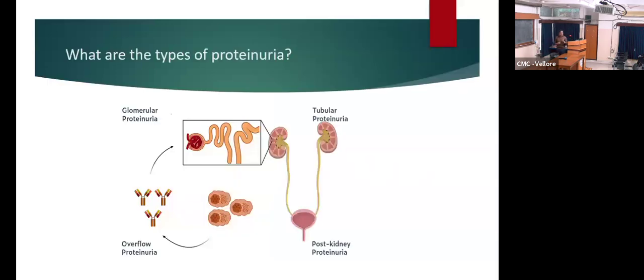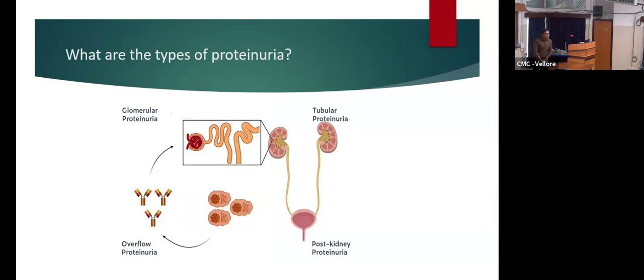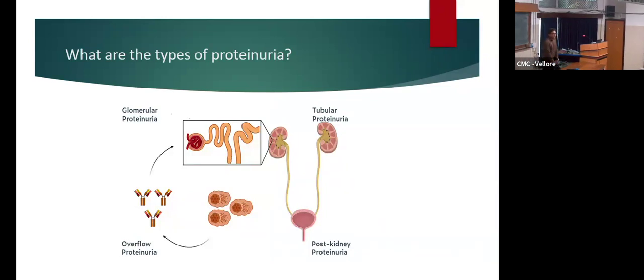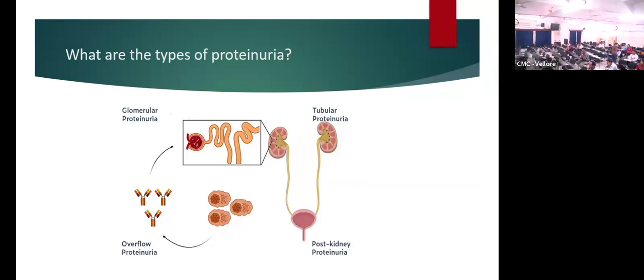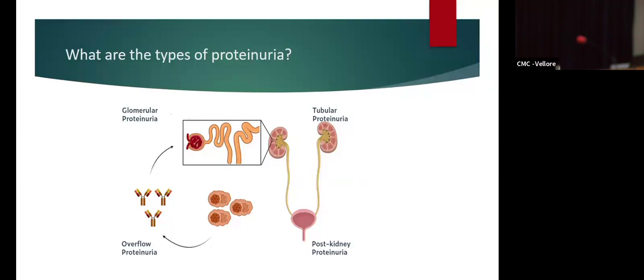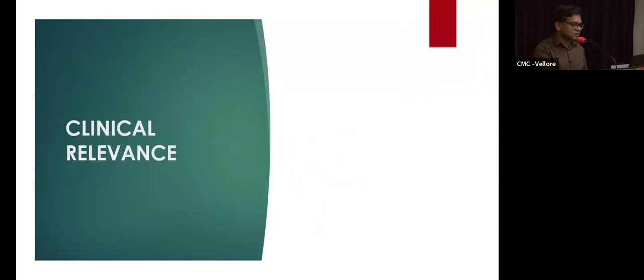Glomerular proteinuria, as I told you, is because of damage to the glomerular filtration barrier. Tubular proteinuria is a low molecular weight proteinuria. Overflow proteinuria, anyone? Examples? Another one is severe hemolysis. Hemoglobinuria is an overflow proteinuria.